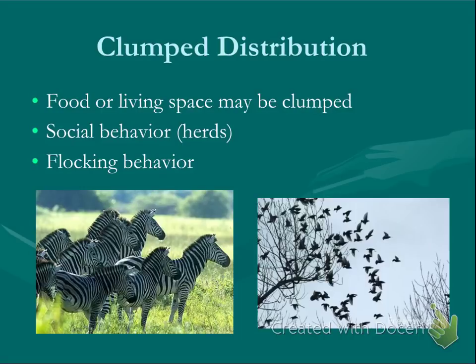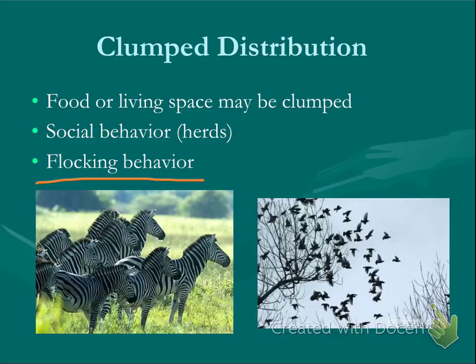We find organisms living in clumped distributions usually related to either food or living space, nesting space. There can also be a social reason to be clumped. Just like you want to hang out with others of your kind, your friends, a lot of animals also hang out with members of their own species. They have social behavior. They may protect one another. They may be caring for young. Flocking behavior is the same thing.